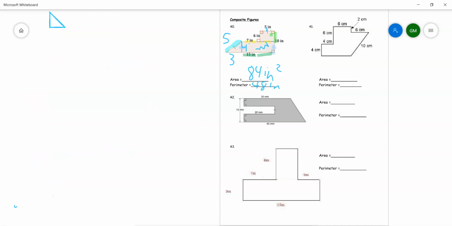All right, number 41. We have most of our side lengths. We need to logic out one of them. So we have a side length here of 6 and one here of 4 to add up to this bottom side length of 10. And label that 10. And so let's go ahead and do the perimeter. So we have 4 plus 4 plus 6 plus 6 plus 2 plus 6 plus 10 plus 10.